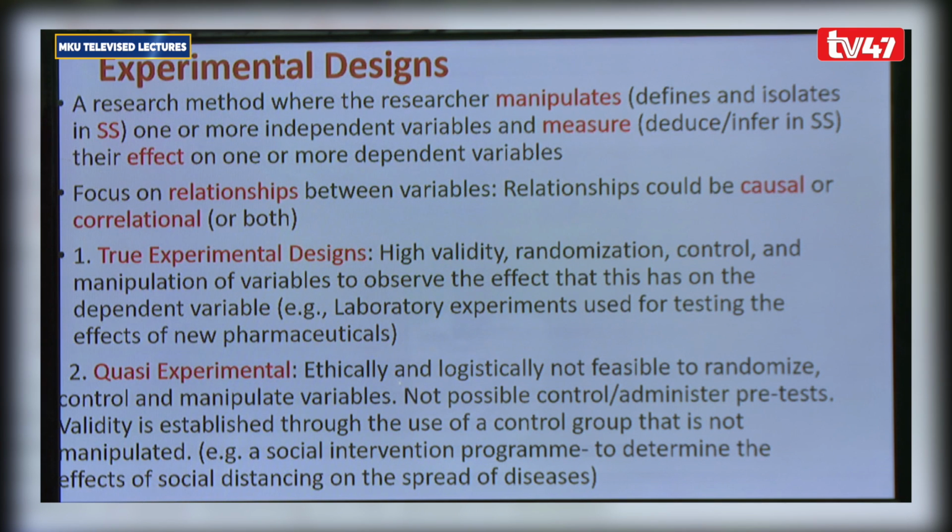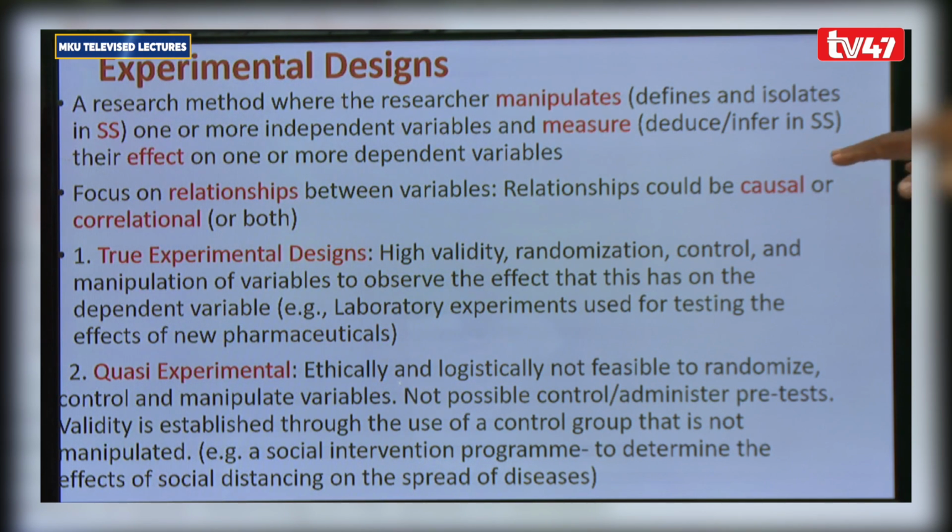randomization, meaning that you do not select the subjects of your study by influence, you select them randomly. And when you select things randomly, it means that you don't influence what you are studying. Then you have control, and you can manipulate the variables. So laboratory experiments are good examples of true experimental designs.